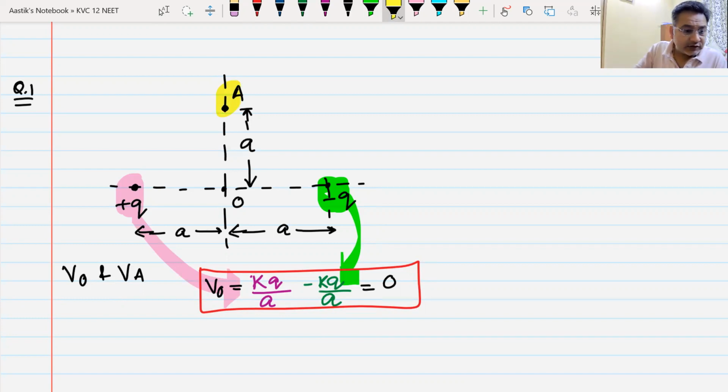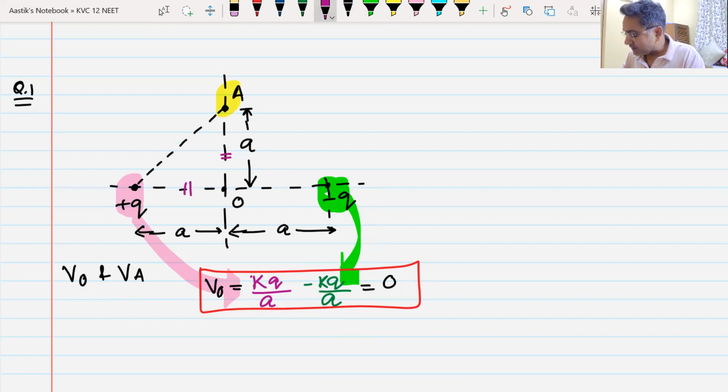How do you get the potential at point A? To get the potential at point A, I have to find out this distance. How much is this distance? You have to apply somewhat simple maths. This distance is A, this distance is A. This is a right angle triangle. So this distance will be A root 2, square root of A square plus A square. Do you understand this? Yes, sir.